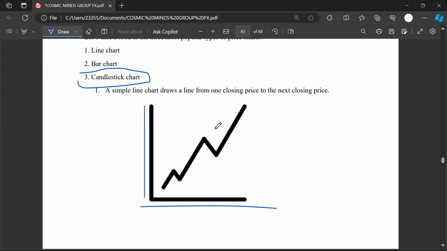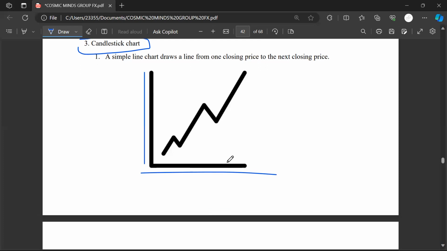Now, doing this is very difficult, right? Even though it looks simple to you, when it comes to doing practical analysis, this line chart makes it very difficult for you to know the opening price, the closing price, and what is actually going to happen in the next minute. It's difficult to do that, right? So don't worry. This is a line chart, the typical one.